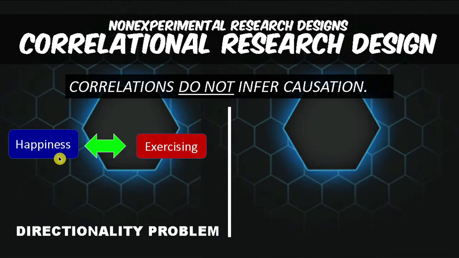So, happiness causes exercising. It is also possible that for some people, it's the other way around. Because they are exercising, they become happy. So, you see, one can be the cause of each other. That's the directionality problem. Number one reason why correlations do not necessarily infer causation.